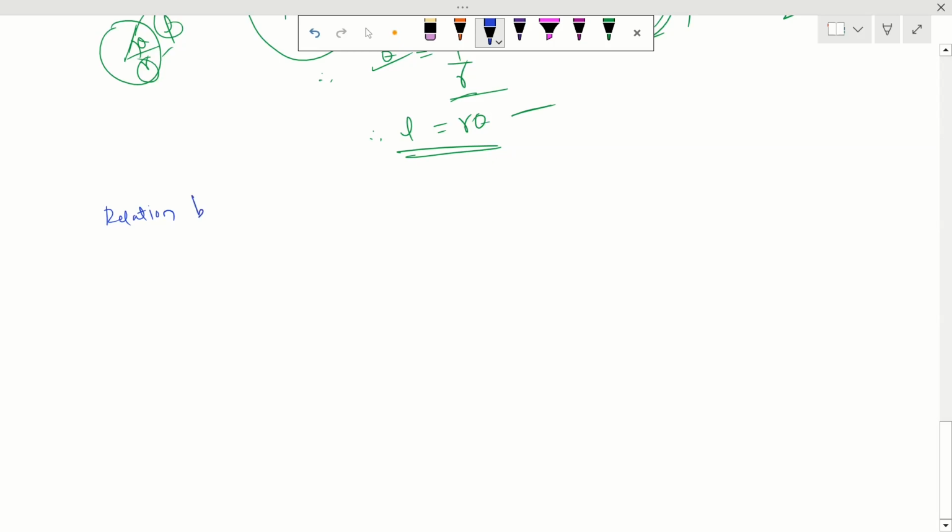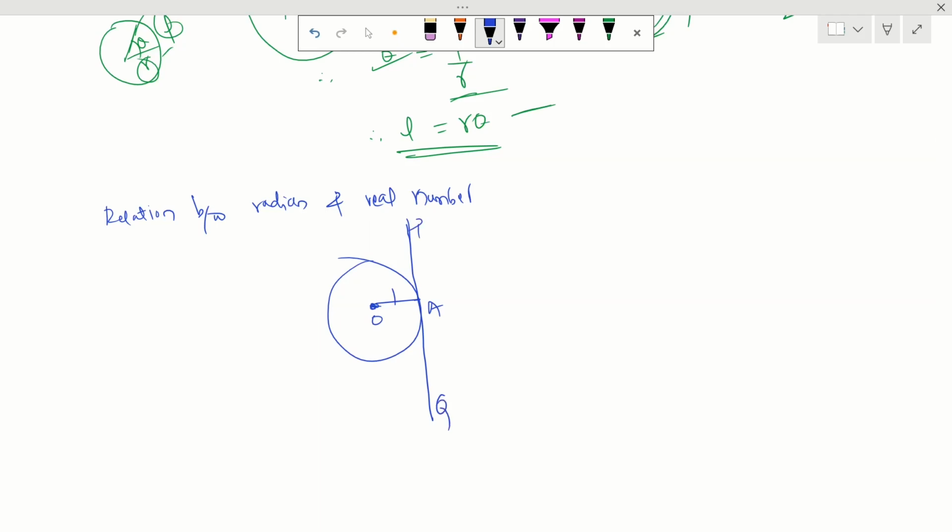Now we'll discuss the relation between radian and real numbers. Suppose we draw a circle of radius 1 unit, and this is OA. If we draw a tangent line here, the tangent line is called PQ. In this tangent we have the real number 0 at the point A, on this side we have positive real numbers, and on this side negative real numbers.